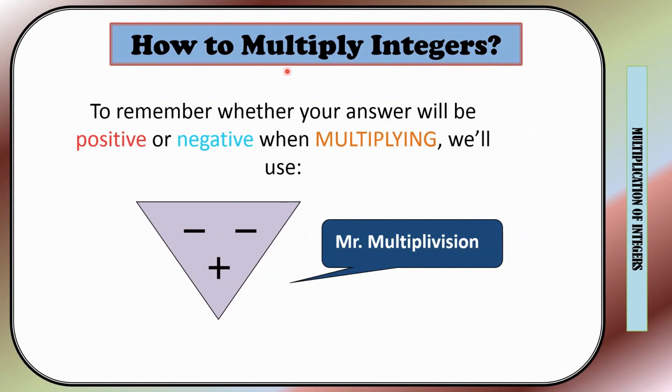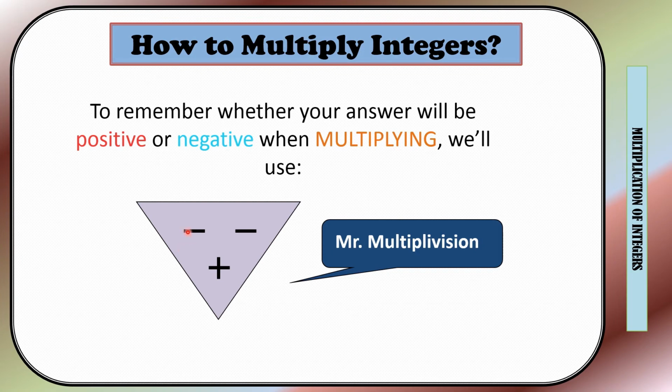We multiply integers. To remember whether your answer will be positive or negative when multiplying, we'll use Mr. Multiplication. Who is Mr. Multiplication anyway? This is the code that you have to remember about Mr. Multiplication. It is a combination of multiplication and division. That's why he is known as Mr. Multiplication.